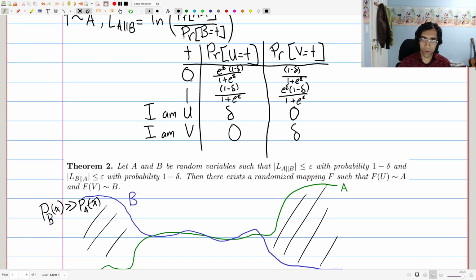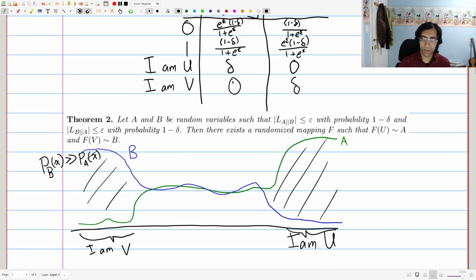We said that U, or 0, is the one that indicates that U is more likely. So you take a look at the subset of the domain where A is more likely. So for example, here and here. In these cases, roughly, you would say 0 would map to these 2 places. And similarly, 1 would map to the other 2 places, where it indicates that B is more likely.